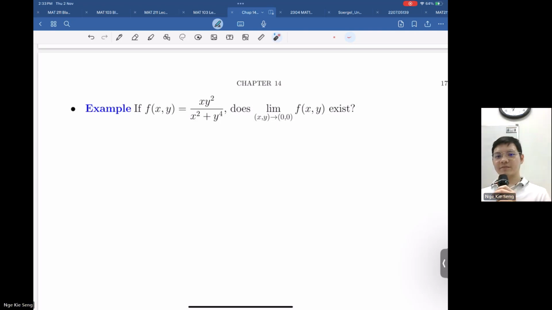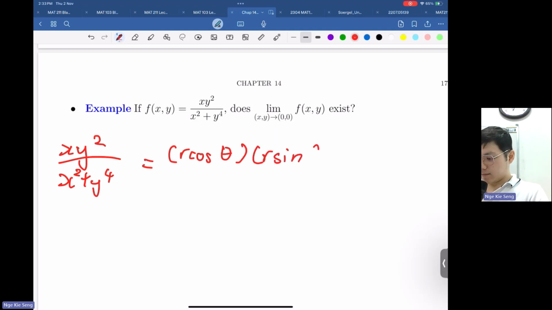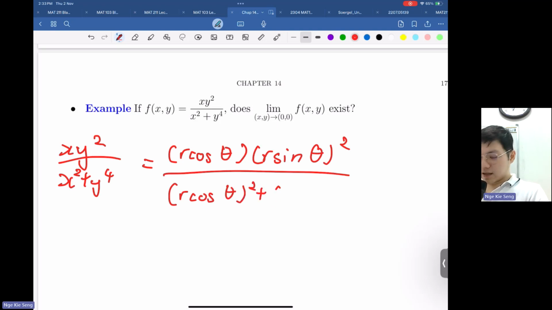Okay. What have you tried? What have you done? Anyone try looking at the polar form? Okay, so let's look at the polar form first. I think some of you have tried. So what happened to my function? My function becomes r cos theta times (r sin theta) squared over (r cos theta) squared plus (sin theta) to the power 4.